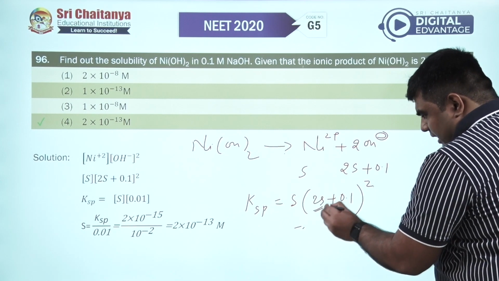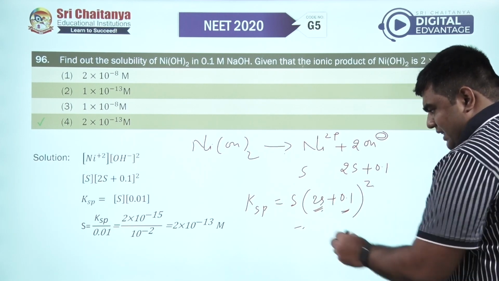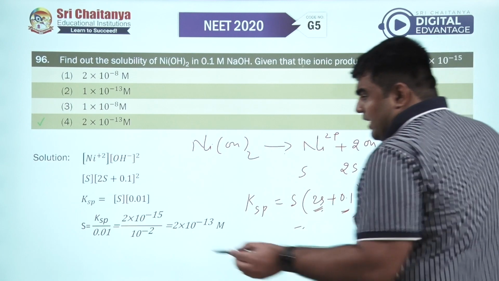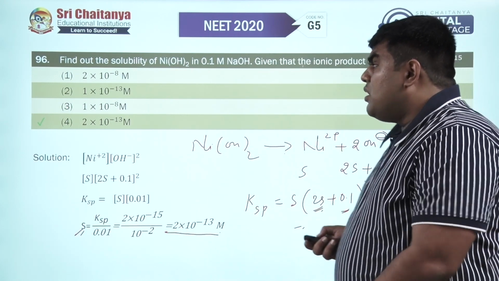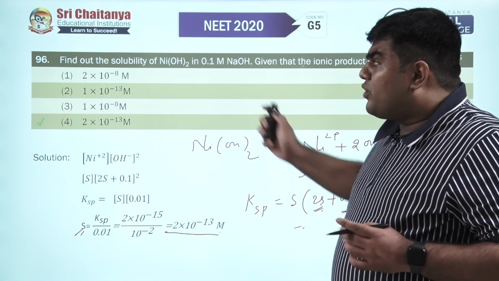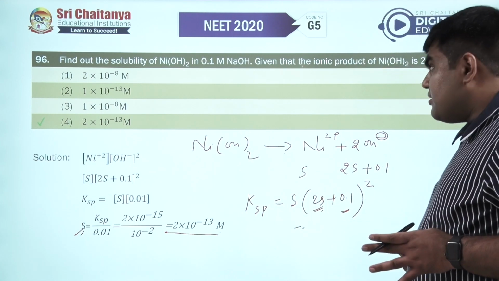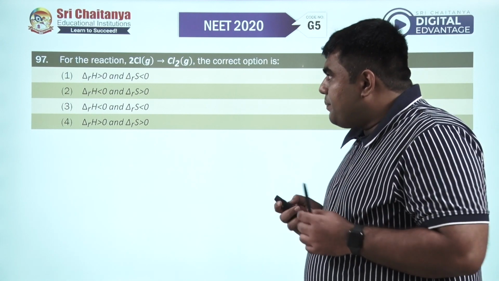Now the 2S is nothing in front of 0.1, or insignificant we can say. So we will get S as 2 into 10 raised to power minus 13 mole per liter. So the fourth option for question number 96 is correct. Let's move to question number 97.